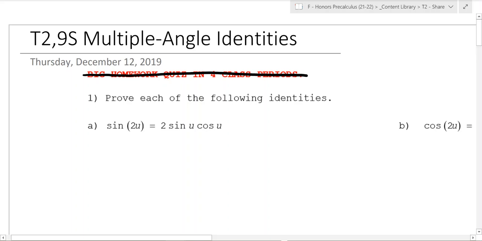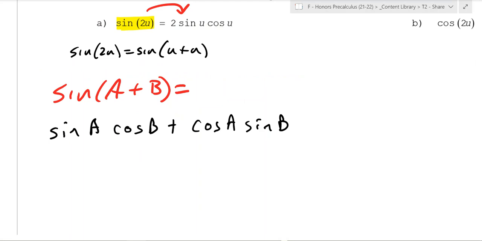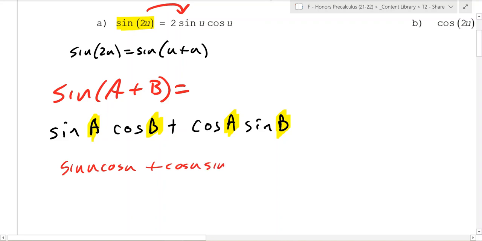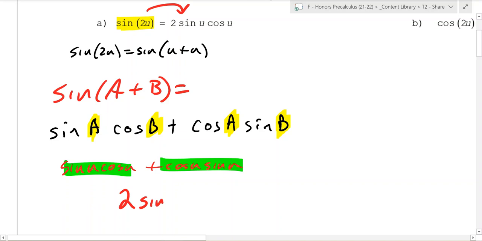So let's use one of these multiple angle identities to prove that sine of 2u is equal to 2 sine u cosine u. So what are we going to do? Well, sine of 2u is sine of u plus u, and we know the sine of a plus b is sine cosine plus cosine sine. So in this case, it's just going to be u's in all of these places. So what you end up with is sine u cosine u plus cosine u sine u, and these two things are the same. So there are two of them, so the answer is indeed 2 sine u cosine u. Yay!